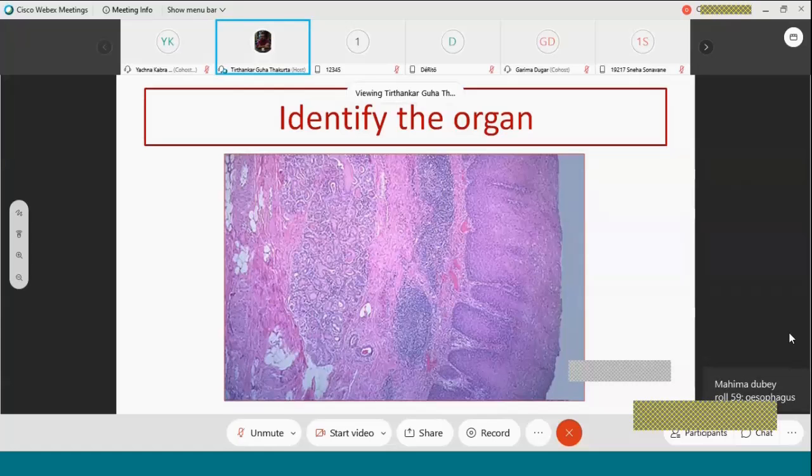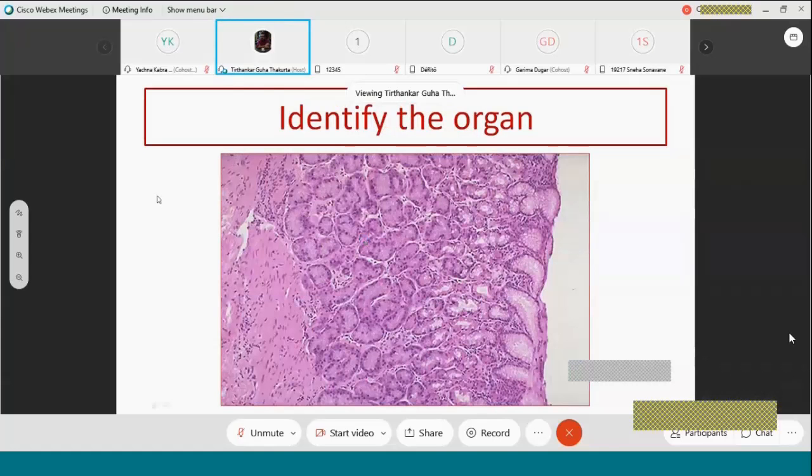Wonderful. So this must be the esophagus. So this is how you identify. It is not about the right diagnosis. It is about the right way of diagnosis. I'll show you another organ now. Identify the organ. Again, don't jump to conclusions.